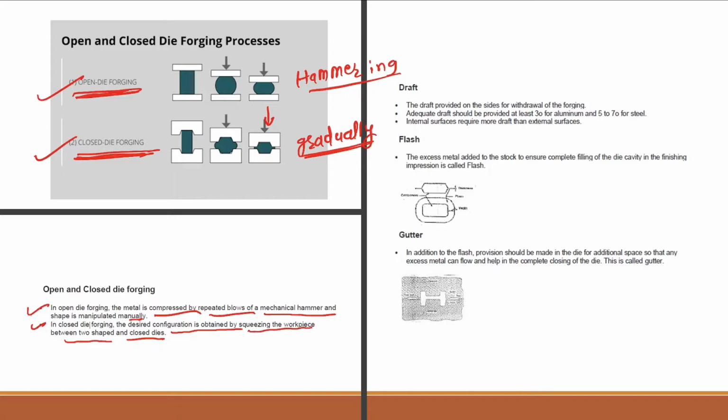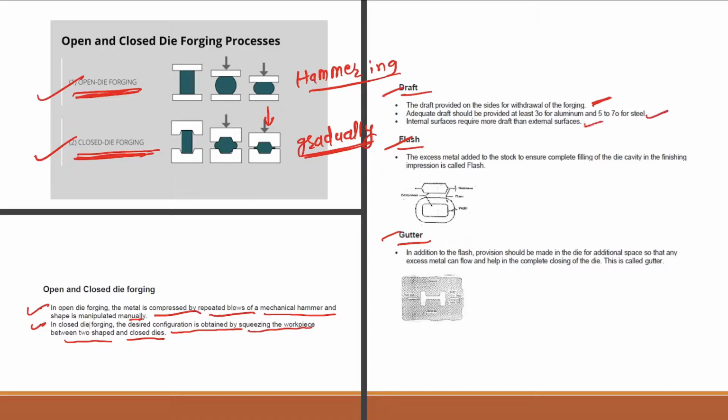Now we will further discuss some things like draft, flash and gutter in this open and closed die forging operation. So what is draft? Draft is provided on the sides for withdrawal of the forging. Basically adequate draft should be provided, at least 3 degrees for aluminum and 5 to 7 degrees for steel. Internal surfaces require more draft than external surfaces.